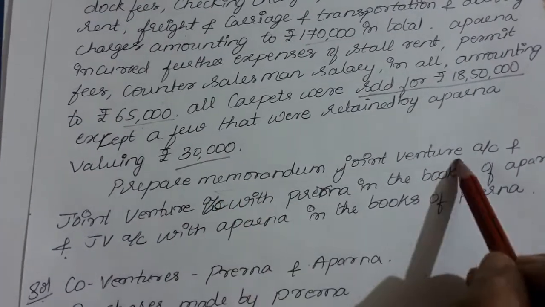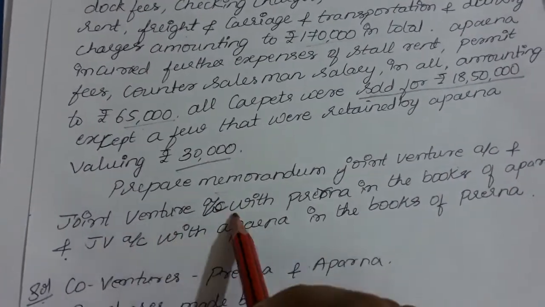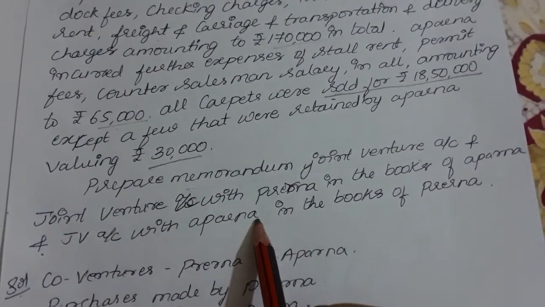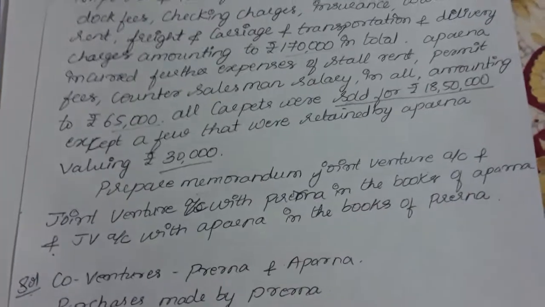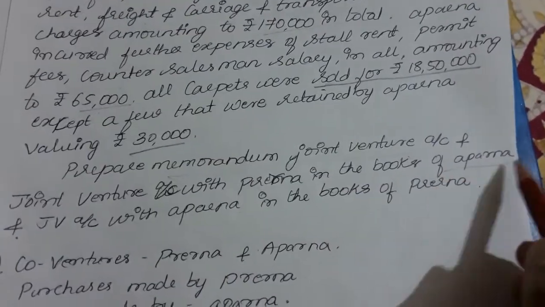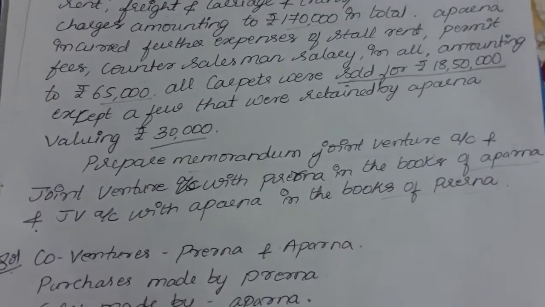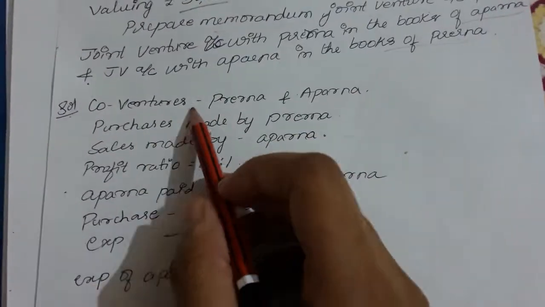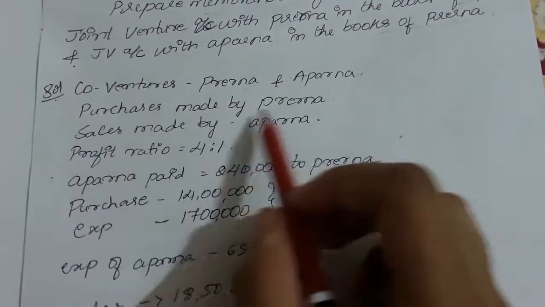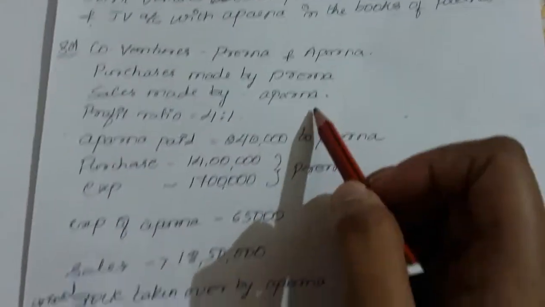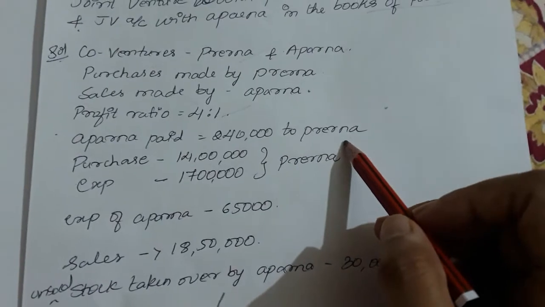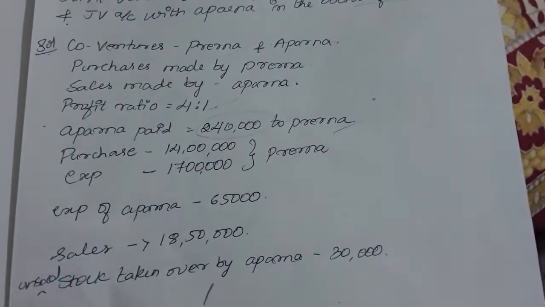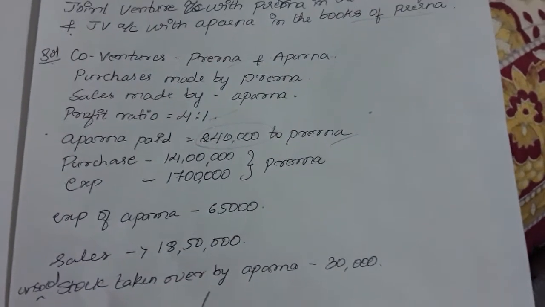So they have mentioned what you need to prepare: joint venture account with Prerana in books of Aparna, and joint venture account with Aparna in books of Prerana. So the joint venture account in the books of Aparna and the joint venture account in the books of Prerana need to be prepared. So here is the given information. Co-venturers Prerana and Aparna, purchases made by Prerana, sales made by Aparna, profit sharing ratio, and the remittance already paid, that is 2,40,000 by Aparna.